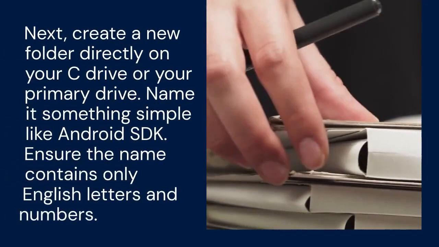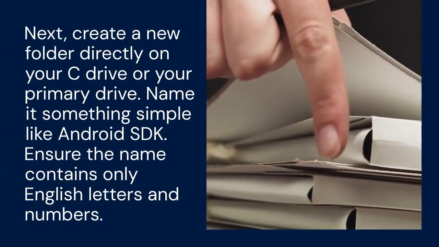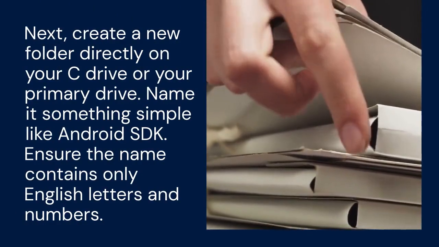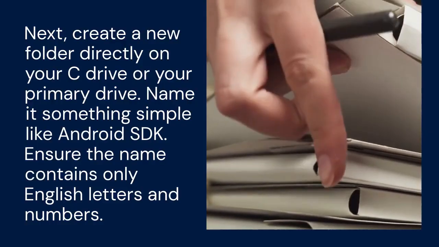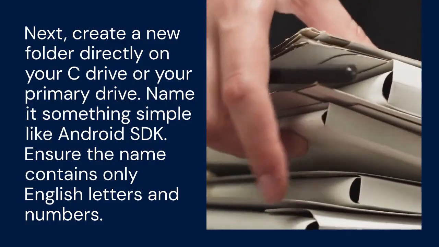Next, create a new folder directly on your C drive or your primary drive. Name it something simple like Android SDK. Ensure the name contains only English letters and numbers.